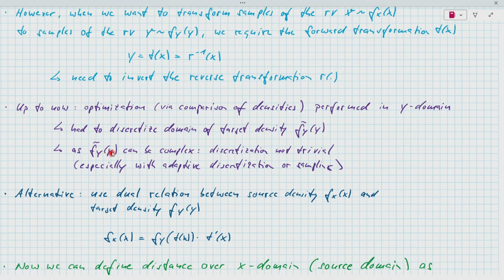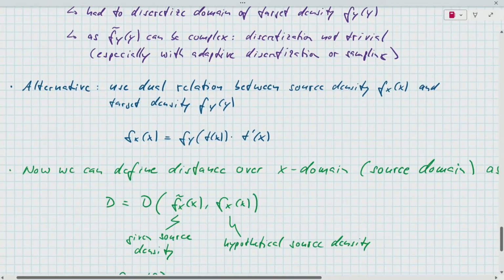Then f_Y(y) can be a very complex density, so discretization is not trivial, because, for example, we need adaptive discretization, or we need samples from it. That might be very difficult. So it's not always wise to do it in the y domain, and we only get r(y), the function r of y, we do not get T directly. So what we could do alternatively would be, we use the dual relation.